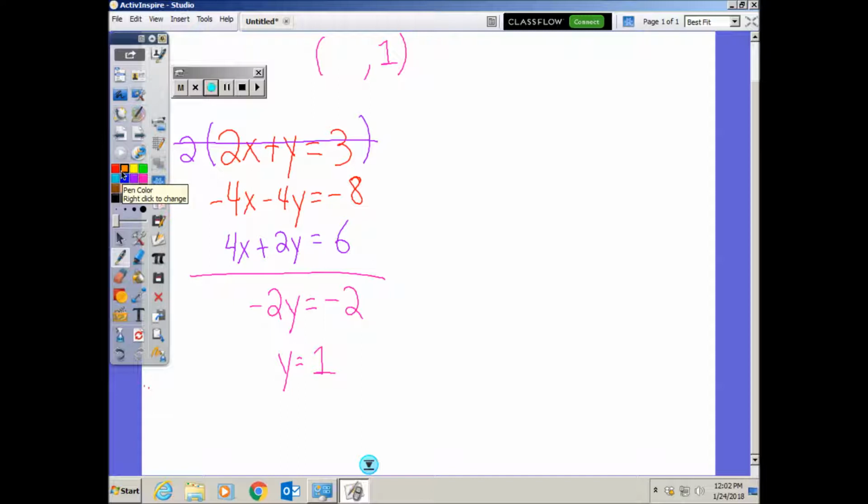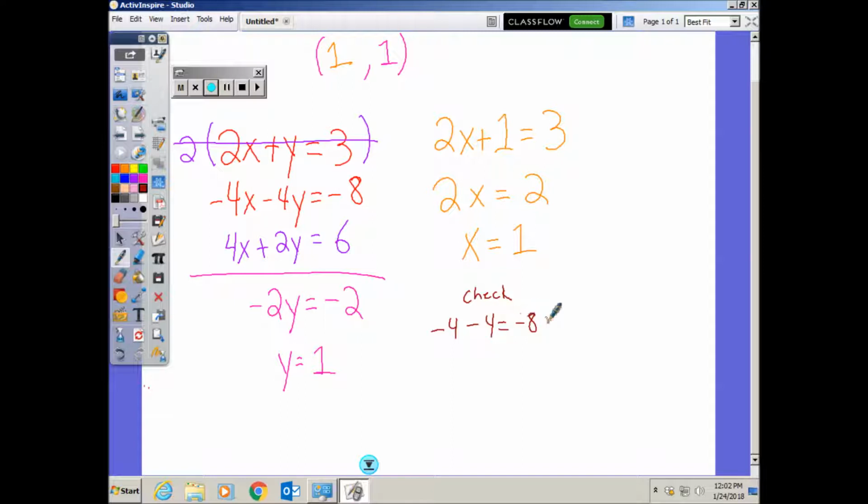Okay, now we're going to plug into the original first equation. So 2x plus y equals 3. So 2x plus, instead of y, we have 1, equals 3. I subtract 1 from both sides. 2x equals 2, because 3 minus 1 would be 2. And x equals 1. So it looks like my solution is 1, 1. That's pretty easy to check. Negative 4 times 1 is negative 4, correct? And then negative 4 times 1 is negative 4. Oh yeah, negative 4 minus 4 does equal negative 8.